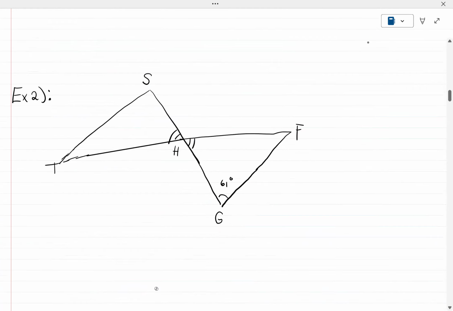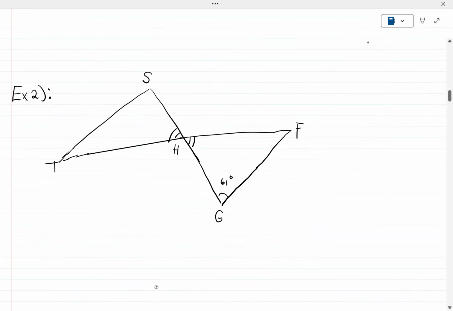In example two, you see that there are two triangles. Are these two triangles similar? I keep wanting to say congruent, but no, similar. I'm sorry, I was missing information. This angle S is 16 degrees. So, are these two triangles similar?